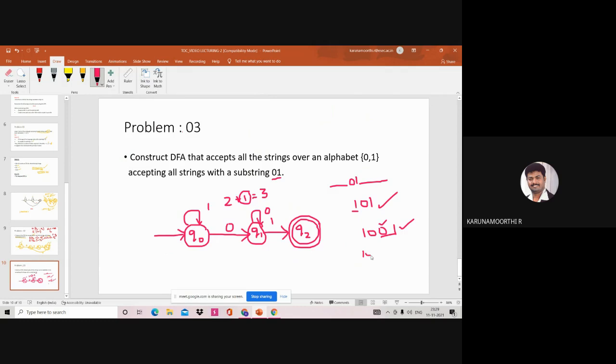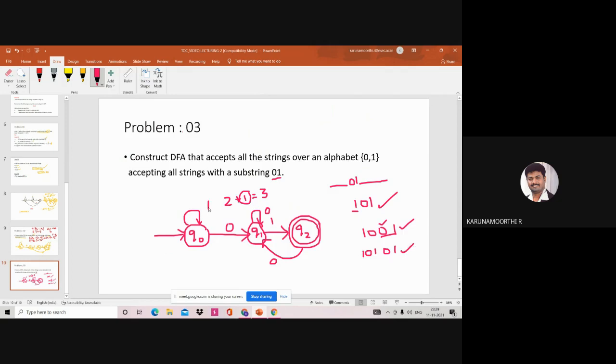What about 10101? This is also valid, right? 10101. So 101. Can I put 0 here from Q2 to Q1? If I put 0 here, now this string is accepted.